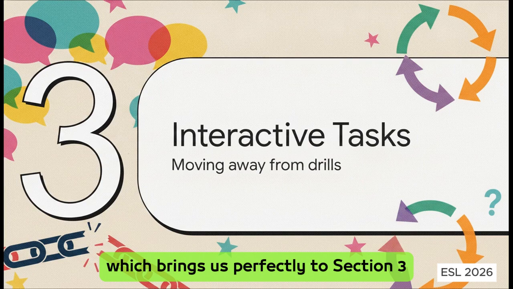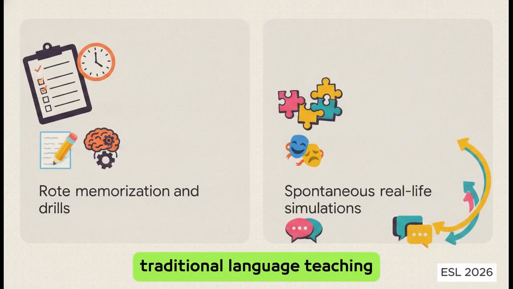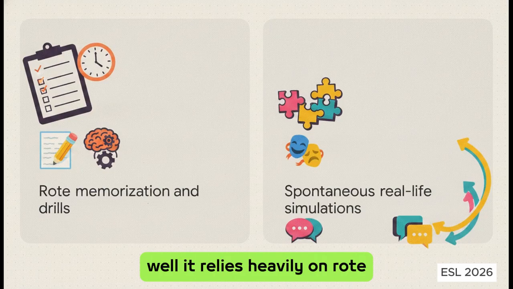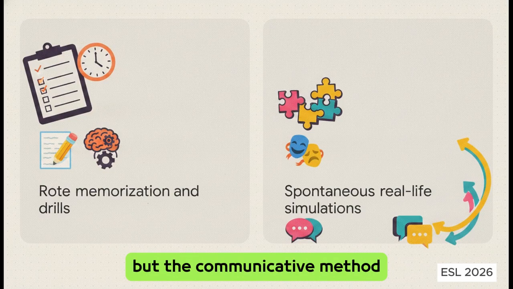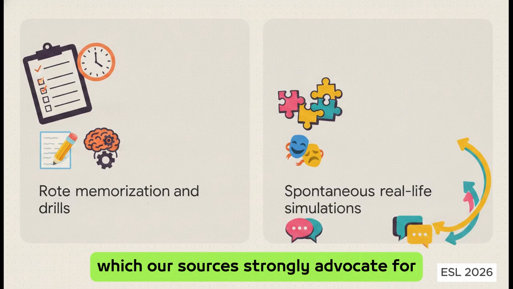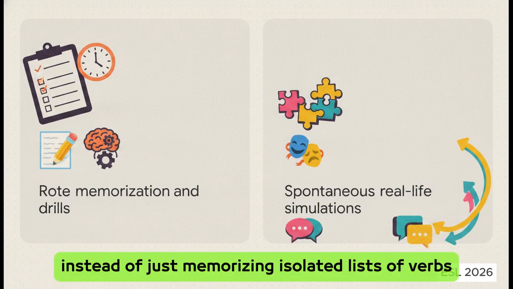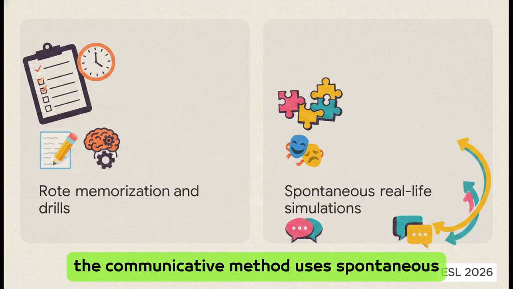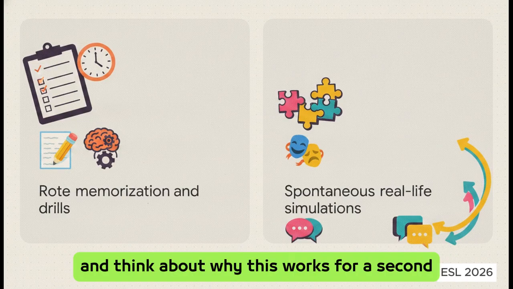Which brings us perfectly to Section 3, interactive tasks. Traditional language teaching, well, it relies heavily on rote memorization and endless repetition drills. But the communicative method, which our sources strongly advocate for, completely flips this paradigm on its head. Instead of just memorizing isolated lists of verbs, the communicative method uses spontaneous, real-life simulations. And think about why this works for a second.